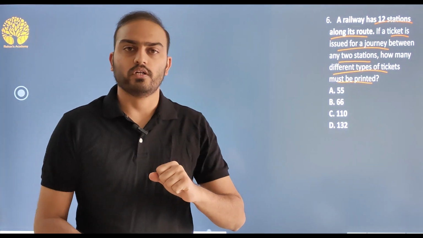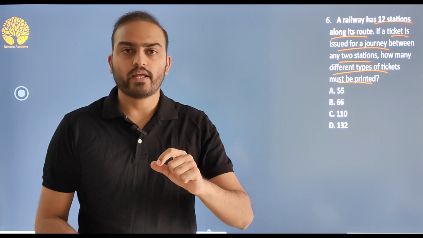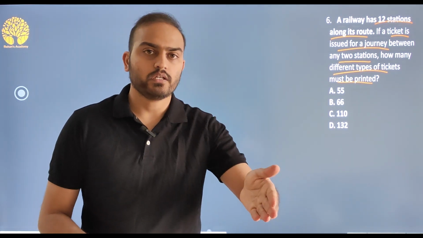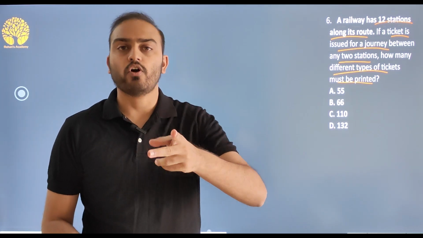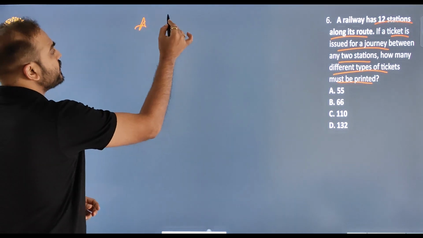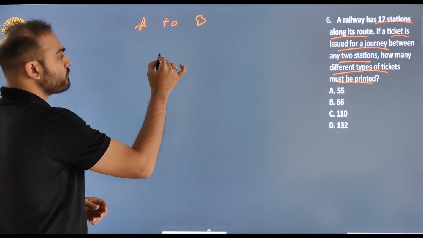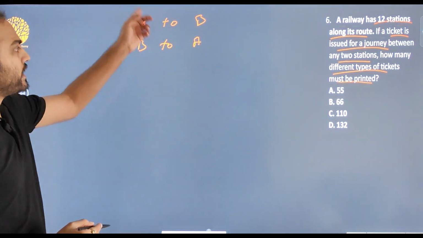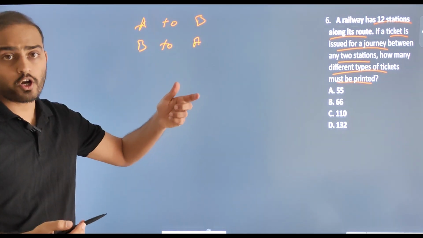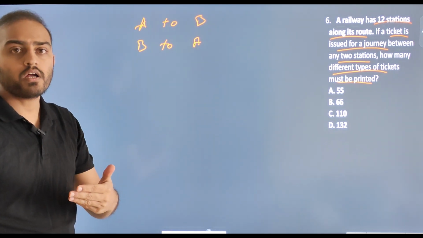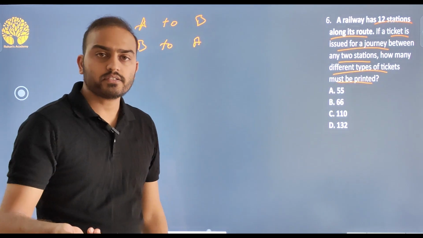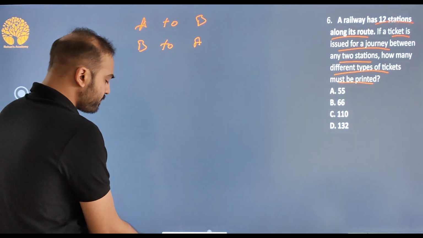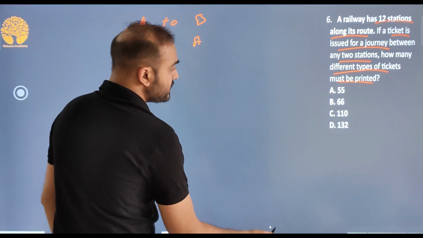Now think about the order. In my tickets, if I go from A to B and I interchange the order, so the first ticket is from A to B, change the order, B to A. Are they the same tickets? Clearly not. These are two different tickets, right? So we know order matters. Now that we know that, the question becomes easy.